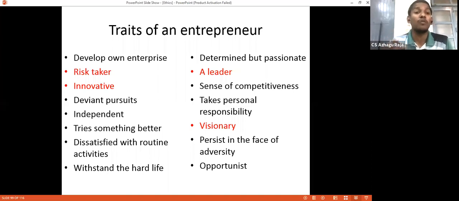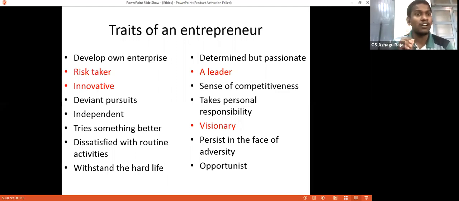They want to be unique, they want to be different from the other person. Once you are dissatisfied with your routine work, most people who study after 12th go and do BCom or a BCom with specialization. But some people are unique, they are dissatisfied with routine work. Everybody is doing BCom, I want to be unique, and that's why I'm doing the CS course. Those people don't do routine work and withstand the hard life.